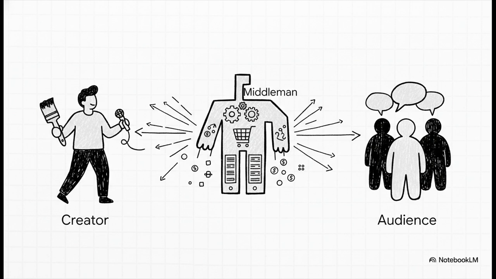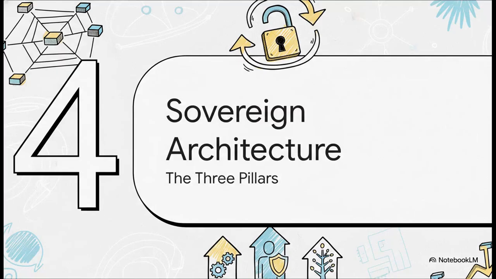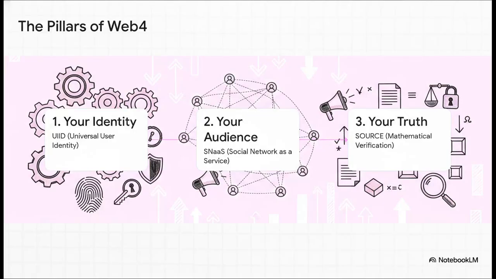Anything that stands between you and your community and just siphons off value. So the big question is, how do you get rid of that middleman? Well, the proposed solution is this architecture of sovereignty, and it's basically built on 3 core pillars, 3 key technologies that work together. All right, let's break them down.